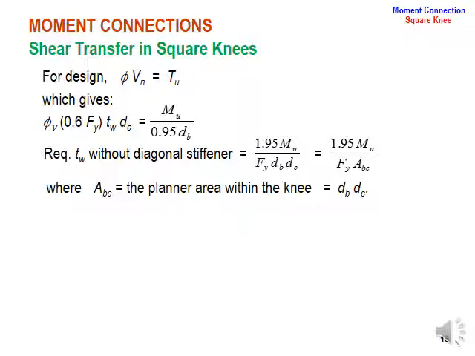So for design, the capacity of the joint should be equal to the produced shear, or you can say the tensile forces within the connection. In this way, you can input both right and left side values in the equation, and from there you can get this Tw. Tw is the design parameter. This is the required thickness without the diagonal stiffener, the thickness of the web region only.